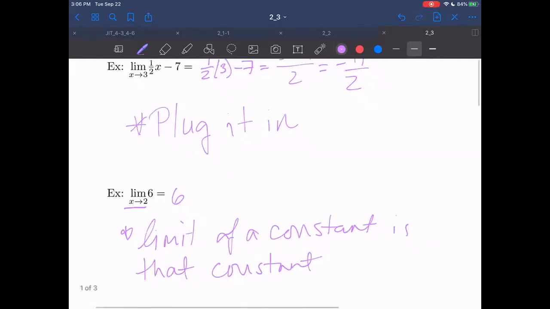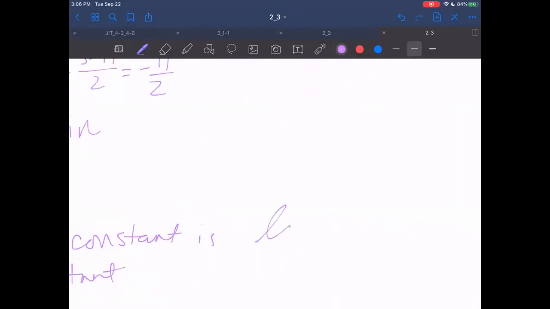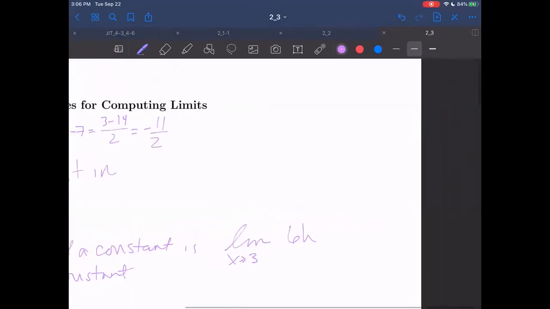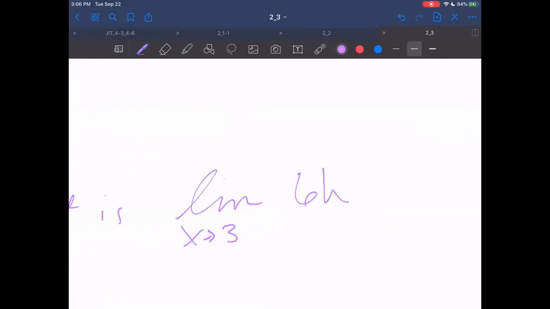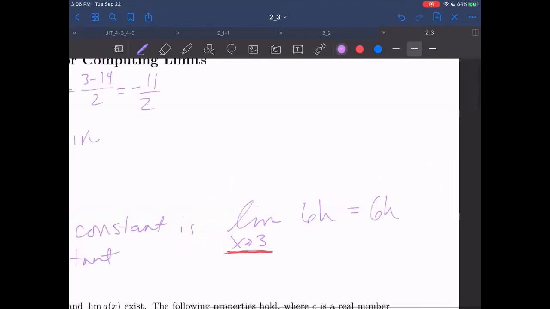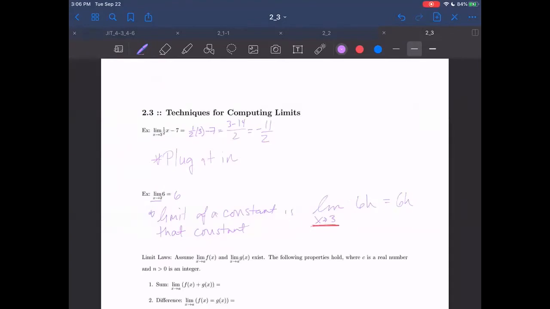Okay. If you've got something like the limit as x approaches 3 of 6h, where we do have a variable in there, but none of the variables that we're looking for with the limit. Okay, so in this case, it would still just be 6h because the variables are different. So those are kind of our two base techniques for computing limits.